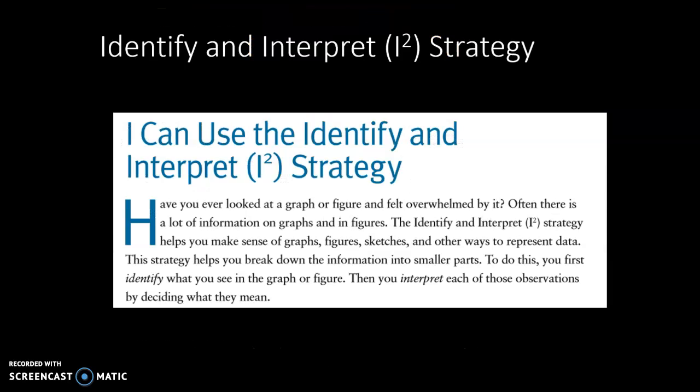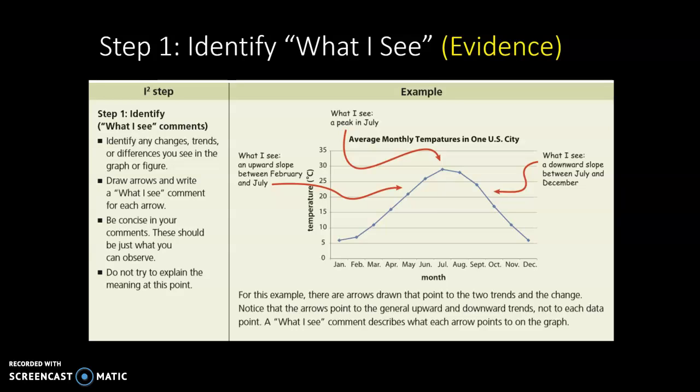Now, we have a strategy known as I to the second power, which means identify and interpret a graph. Take a moment to read this paragraph. So step 1 in this strategy is identify what you see in this graph. Step 2 is interpret each of those observations by deciding what they mean. So pause the video and go over this.